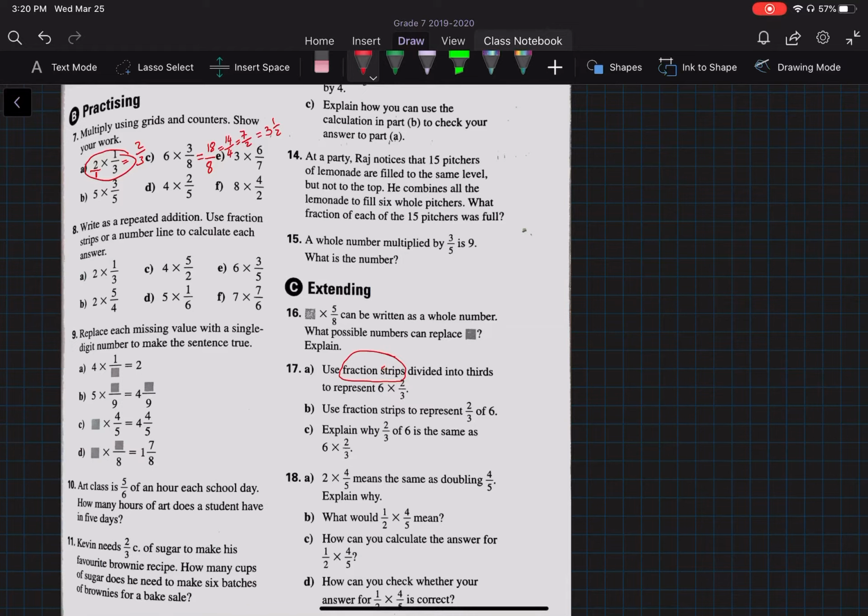I'm sorry I'm posting late, but I posted all the work that you need to do for today, and I also posted the language work, and I posted the French work that you need to do for today.